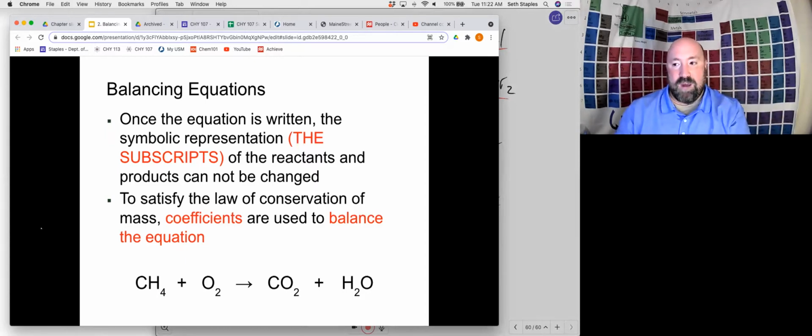So here's another example here. 1 methane, 1 CH4 plus O2 gives us CO2 plus H2O. So see what you can do with this. Try to pause the video now. Try to balance this equation. See what you get.